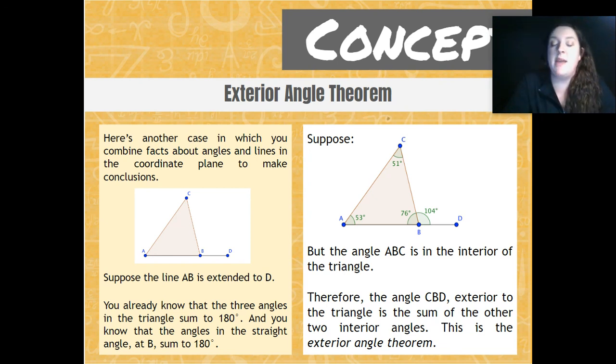So all that is saying, because it sounds a little confusing, is that if you look at angle CBD, where it says 104, and then you look at angle A and angle C, and you add them together, 53 plus 51 equals 104. You can see that the 104 of those two added angles equals the singular angle on CBD of 104 degrees.